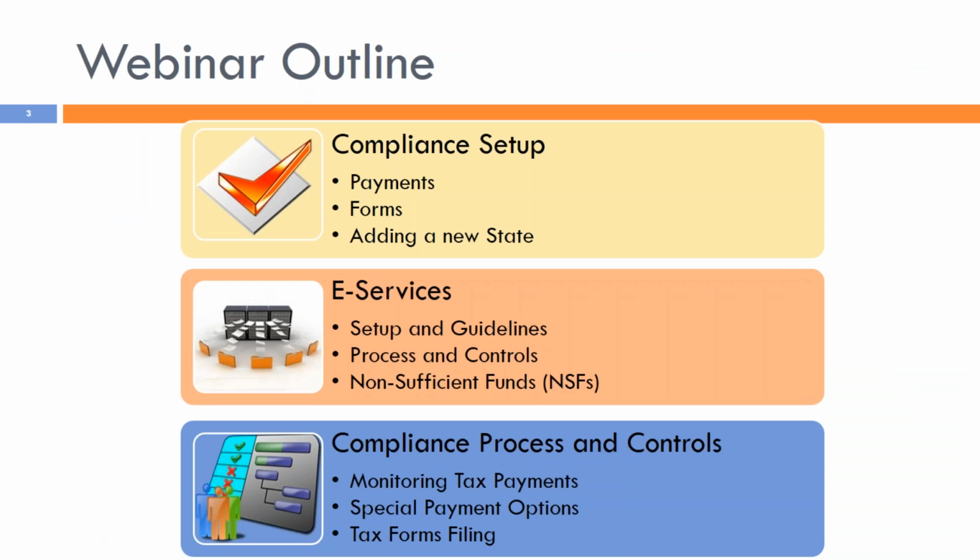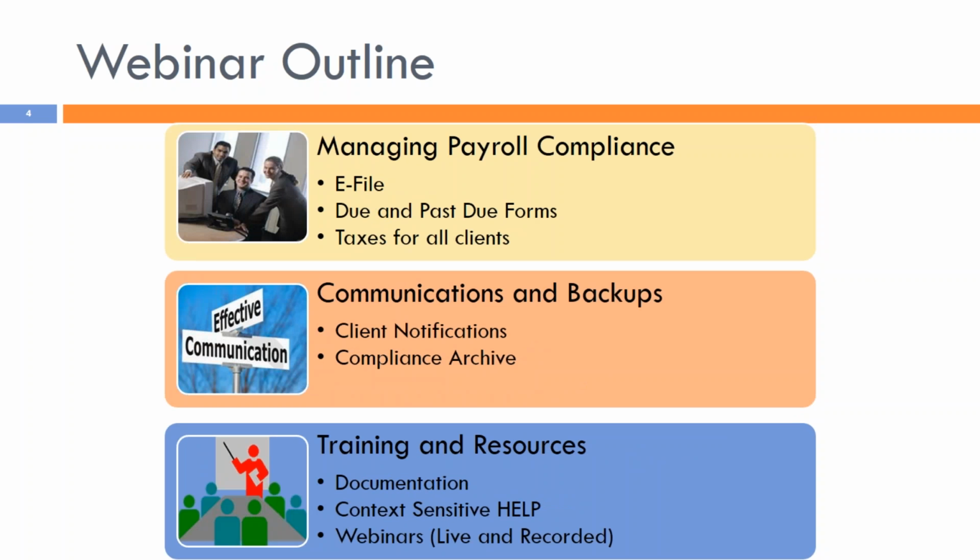Okay, so we have a lot of material to cover, so we're going to start right away, and I'm going to try to keep it within an hour. I would like to cover compliance setup, talk about payments, forms, adding a new state, EServices. We'll talk about setup and guidelines, process and controls, mention a little bit about non-sufficient funds, and we'll look at compliance processes and controls, like monitoring your tax payments or special payment options or tax forms filing.